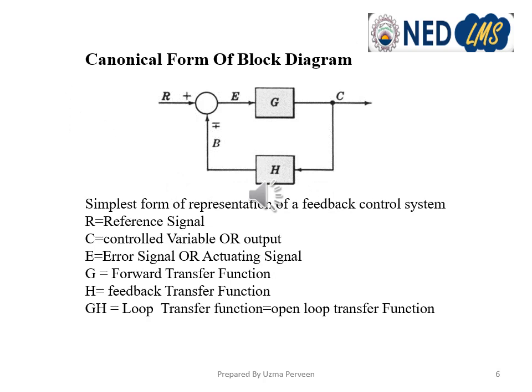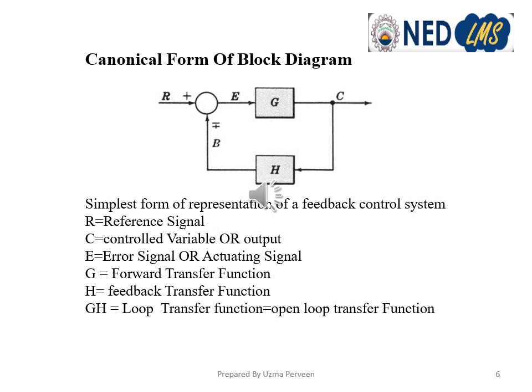Canonical form is defined as the simplest form of the feedback control systems, in which we have a forward path and a feedback loop. We have a single forward path with the forward path transfer function G(s), and the single feedback loop with the feedback transfer function H(s), where R(s) is the reference signal or input, and C(s) is the output of the control system. This is the simplest form of the block diagram, which is called the canonical form of the block diagram.